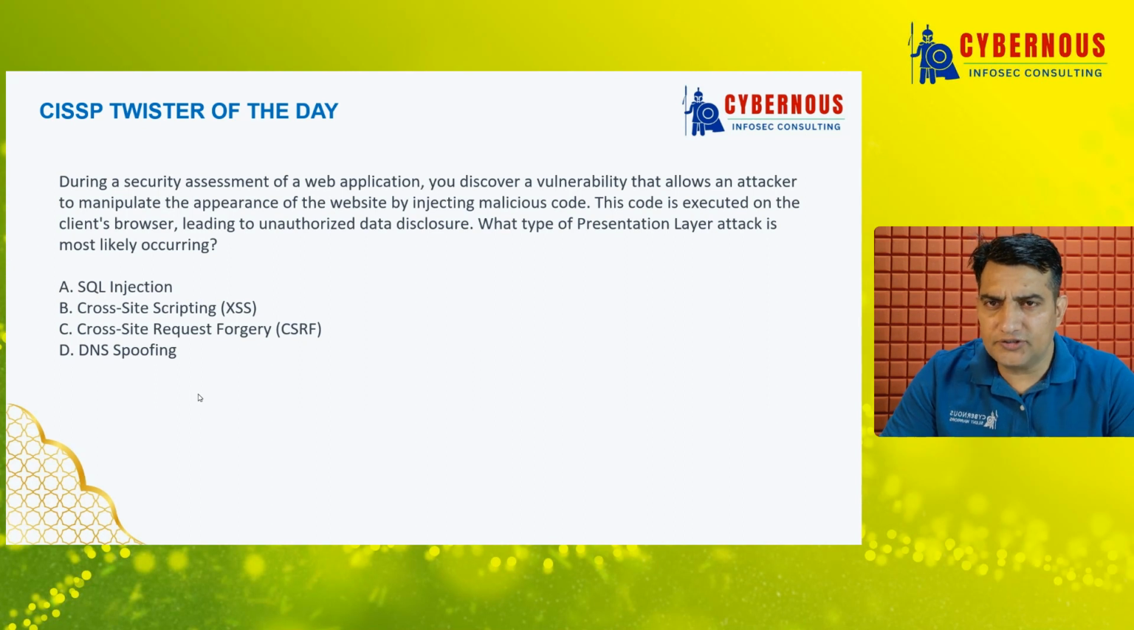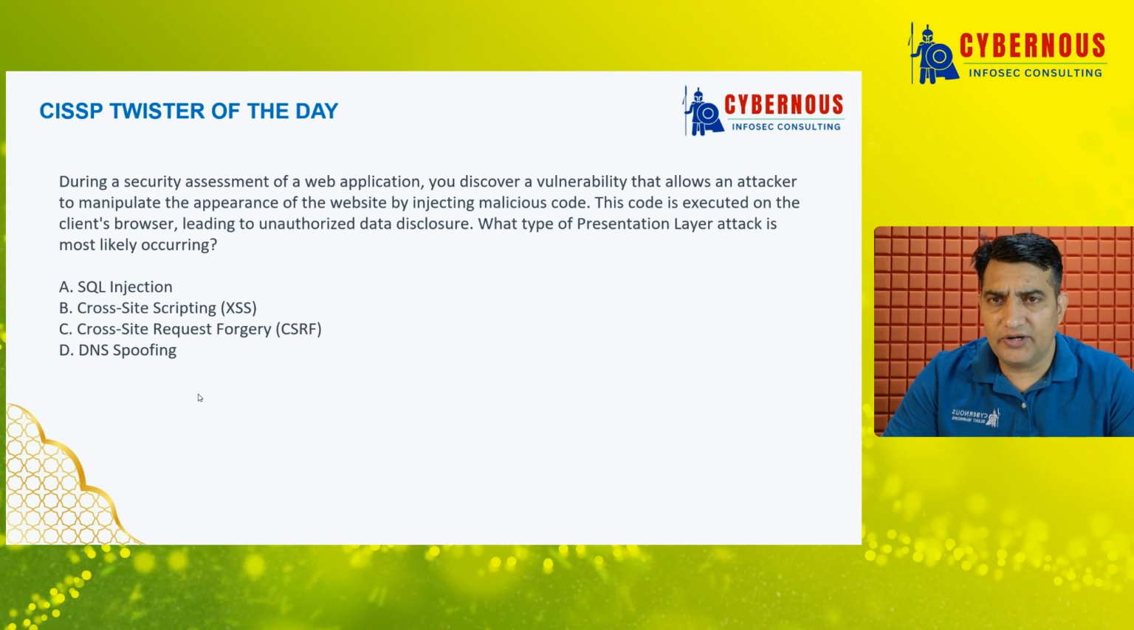Let's go through the question now. During a security assessment of a web application, you discover a vulnerability that allows an attacker to manipulate the appearance of the website by injecting malicious code. This code is executed on the client browser, leading to unauthorized data disclosure. What type of presentation layer attack is most likely occurring?